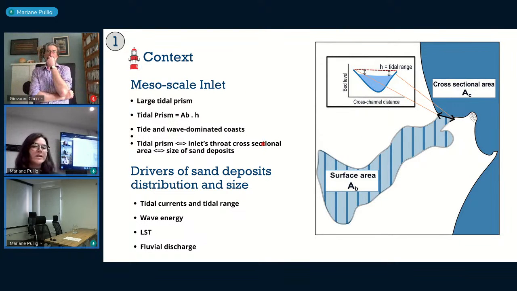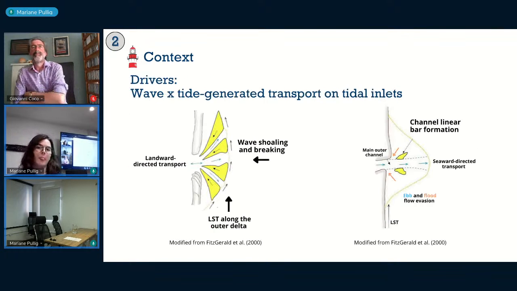But the tidal currents and tidal range play a key role in distributing those sand deposits. More than that, the wave energy is important, the longshore transfers, and the fluvial discharge in the distribution of those kinds of deposits. So first, I'm telling now about the role of waves and tides in generating the transport along those kinds of inlets.